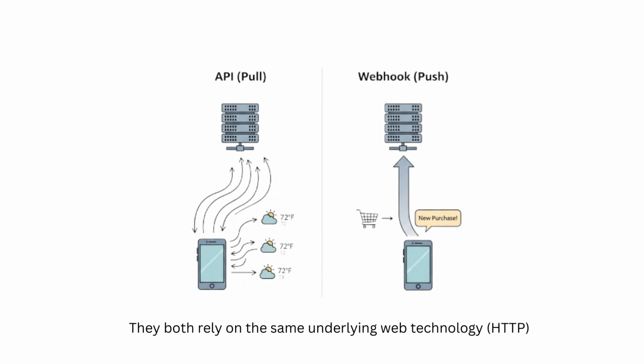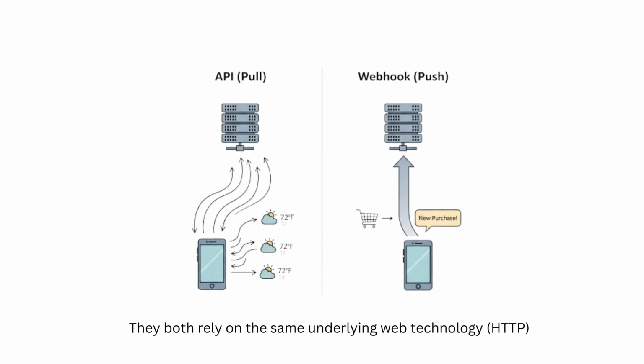So APIs are general purpose. They can read, write, update, and delete. Webhooks are event-driven. They only notify you once something specific happens. APIs are pull. You go and ask for the data, like pulling today's weather from a weather service. Webhooks are push. The app notifies you automatically when something happens, like an e-commerce site pushing you a message the moment a purchase is made.